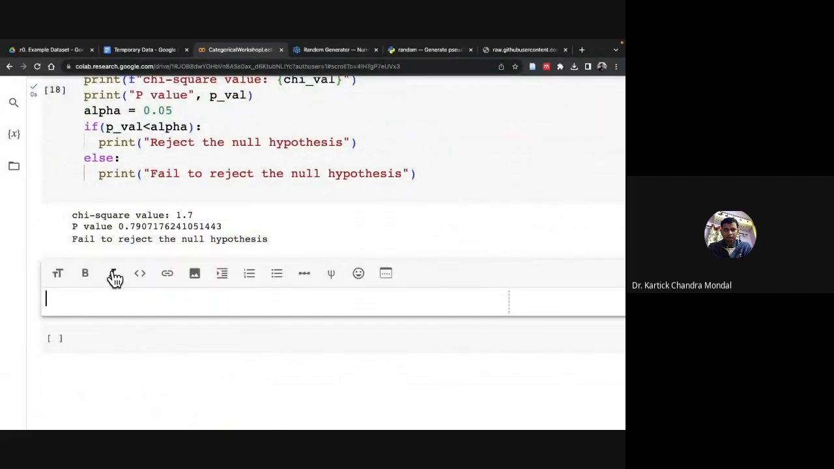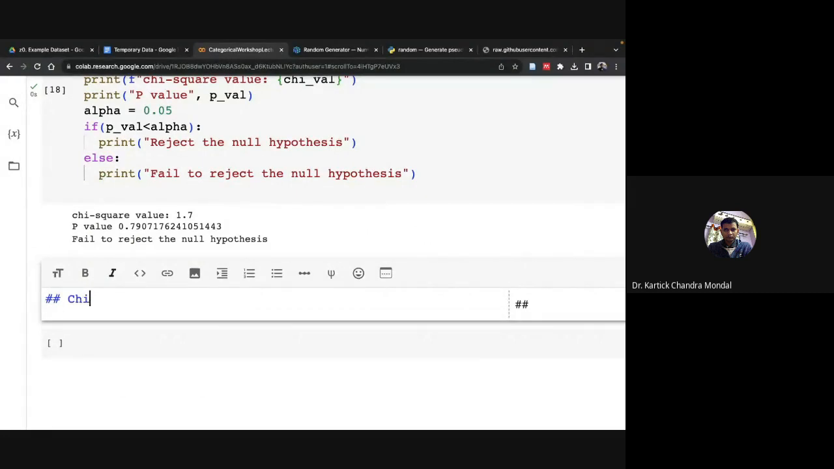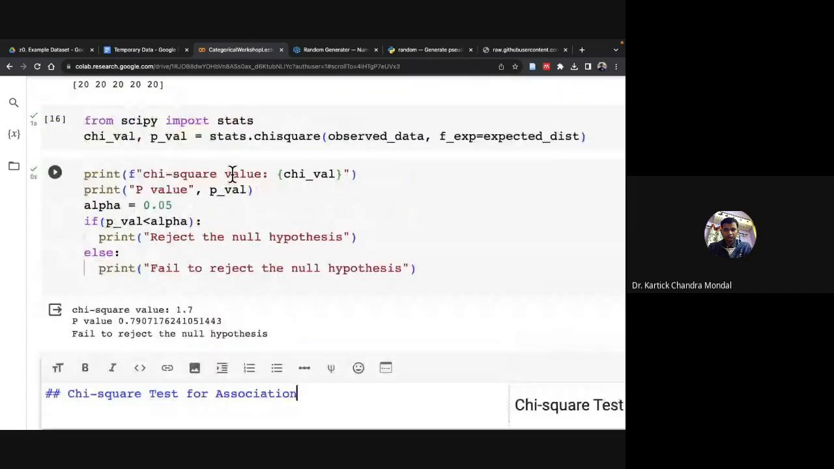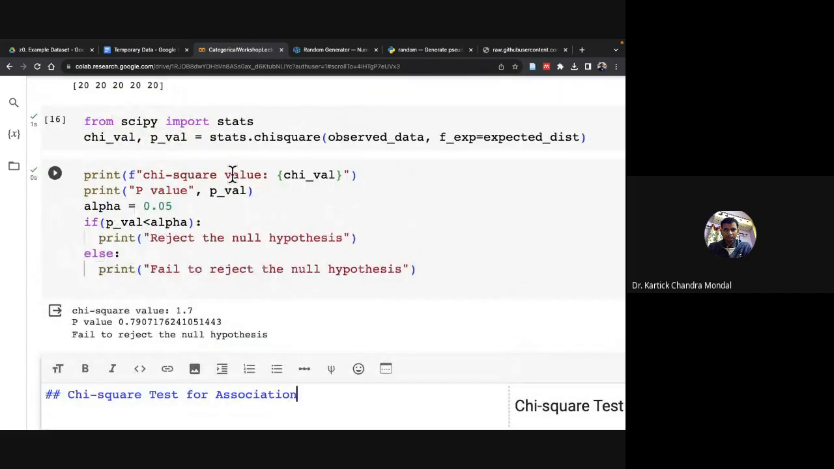And here it is, the chi-square test for association. So whether the null hypothesis fits or not, we can find out by using this.